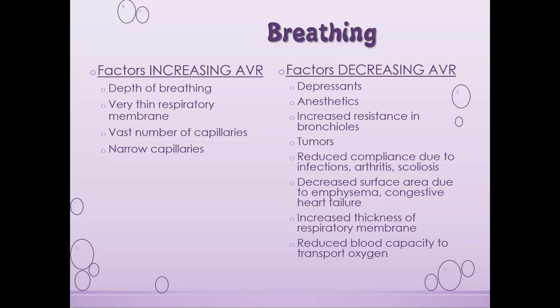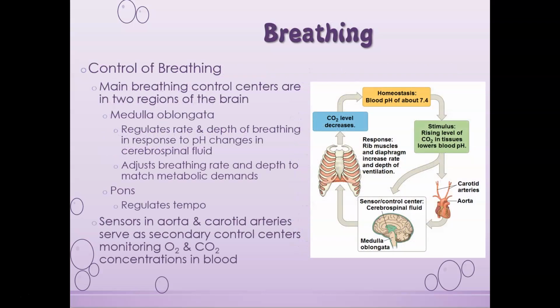Increased compliance, or reduced compliance, infections, arthritis in your intercostal muscles, scoliosis can cause this, any sort of decreased surface area, heart disease, emphysema, thickening of the membranes, so think of things like pneumonia and getting that fluid log, right, or any sort of reduced blood capacity in order to actually transport the oxygen. All of this is going to decrease the amount of oxygen that's getting from your lungs to your tissues and the CO2 coming back the other direction. So it's a big homeostatic mechanism.